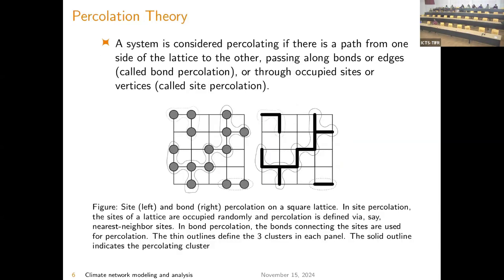Now, after adding links, I will apply the percolation framework. So what is percolation? A system is considered percolating if there is a path from one side of the lattice, passing along the bonds or the edges through the occupied vertices or the occupied links, to the other side of the lattice. Here you can see the system is percolating because you can see the cluster which is going from one side of the lattice to the other side of the lattice.